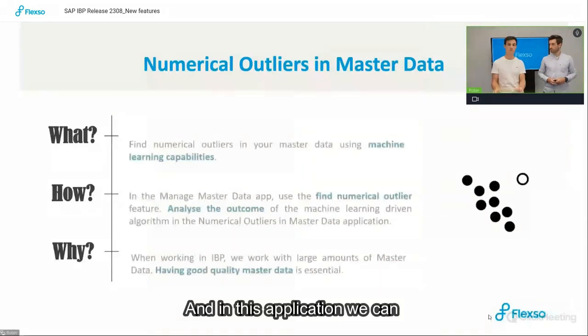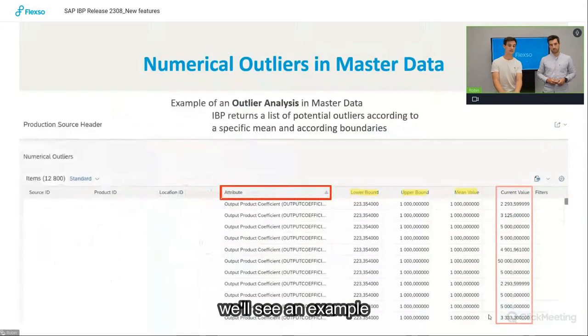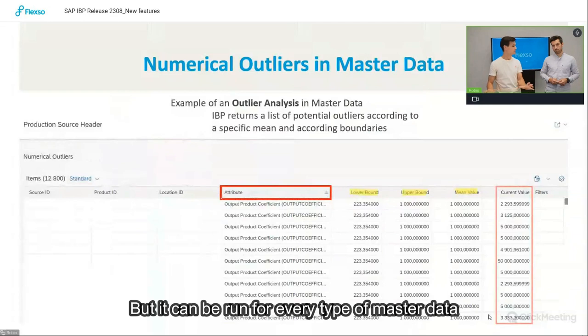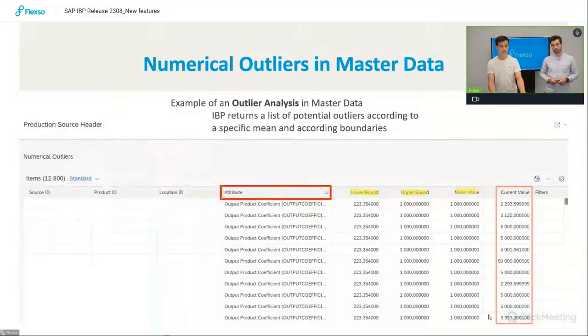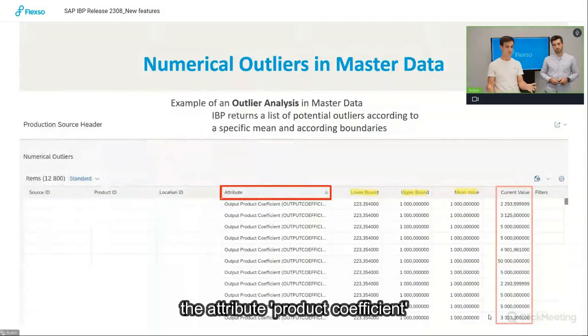And the results of this analysis are shown in the application numerical outliers in master data. And in this application, we can analyze our outliers. If we go to the next slide, we'll see an example. So here we ran the analysis on the production source header master data, but it can be run for every type of master data. And we try to find outliers for the attribute output coefficient, product coefficient.